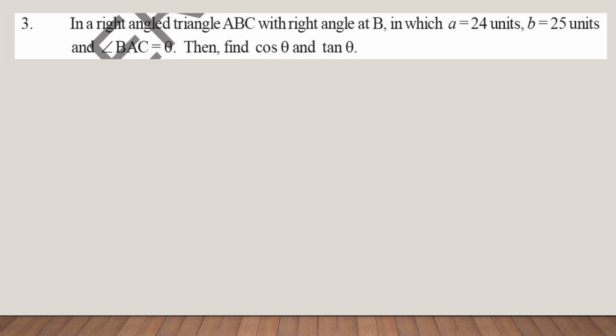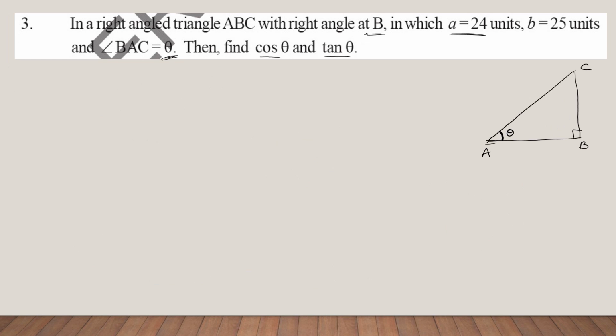Question number 3. In a right angle triangle ABC with right angle at B. It is clearly mentioned that the right angle is at angle B. So the triangle is ABC: this is A, already B is given, and this is C. Now angle BAC is theta, that means this angle is theta. Then find cos theta and tan theta.